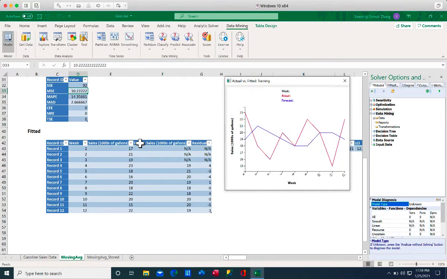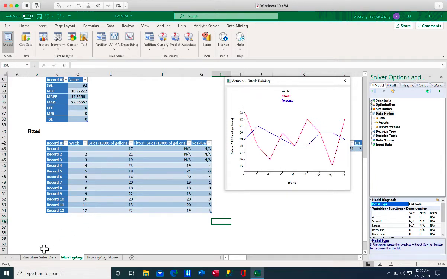Also with this method, let's take a look at, for example, week 9. The actual sales is 22,000 gallons of gasoline, and the forecast sale is 18,000 gallons. So the residual is the difference between the two, which is 4,000 gallons. The average of the absolute residuals would be the 2.66 of the MAD.